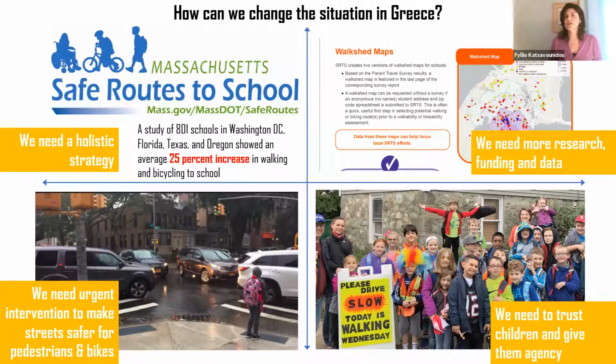And last but not least, as we saw in the example that happened almost 50 years ago, we need to trust children and give them agency, especially in terms of their immediate environment. I think they know best, better than all of us. So that's what I want to leave you with, and thank you very much.